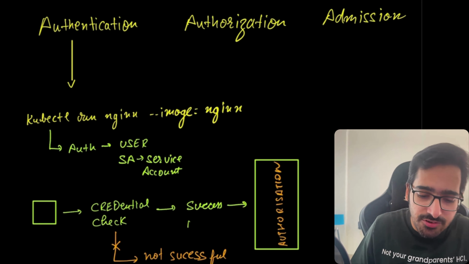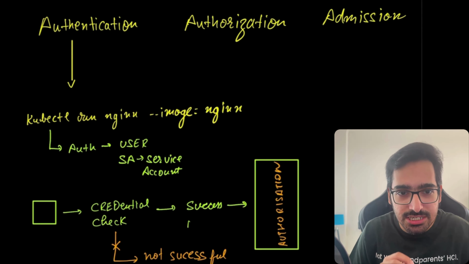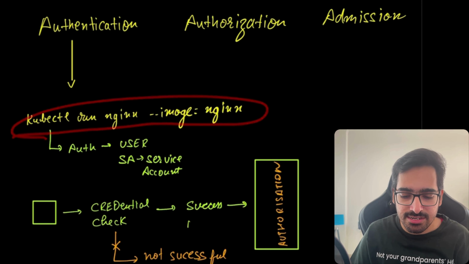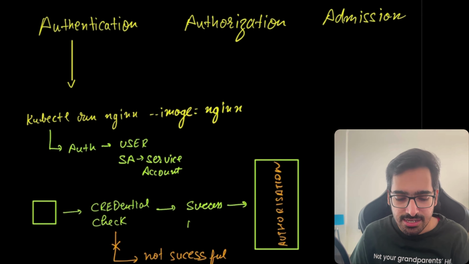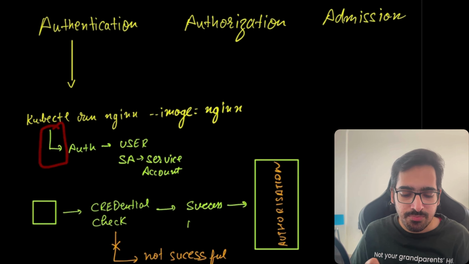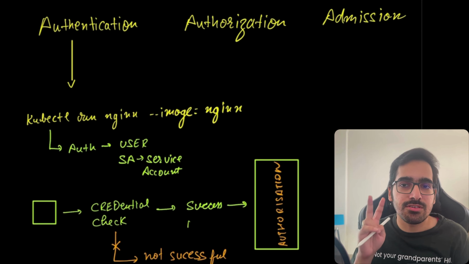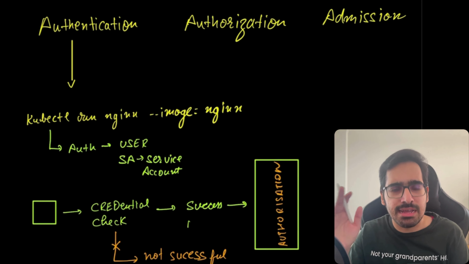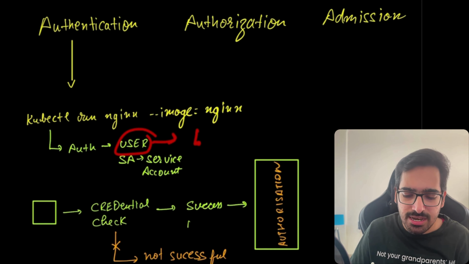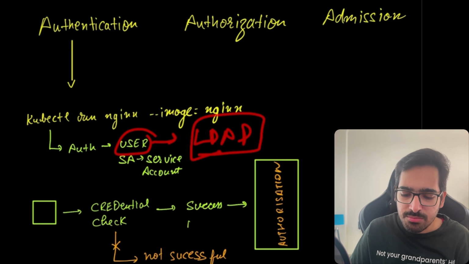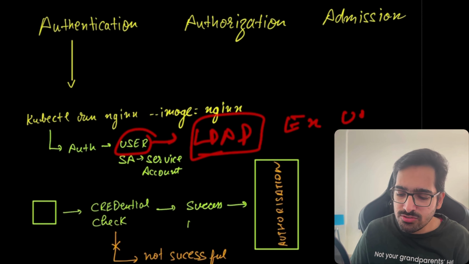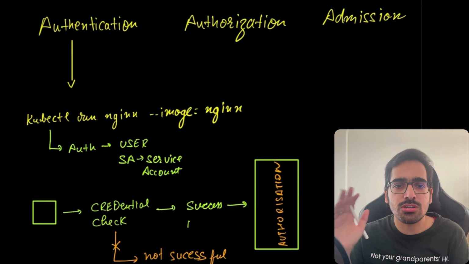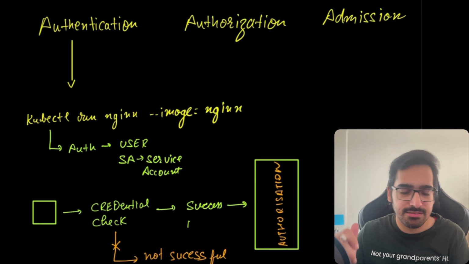So as I mentioned, the first step is authentication. When you do kubectl run nginx --image nginx, there is this authentication. Now authentication in Kubernetes is of two kinds. One is user authentication, which is externally managed. These users have to come from LDAP or some external user management system, which is not controlled and managed by Kubernetes.